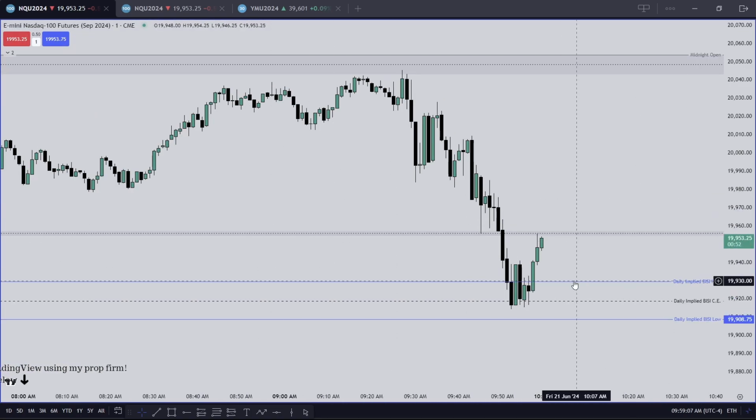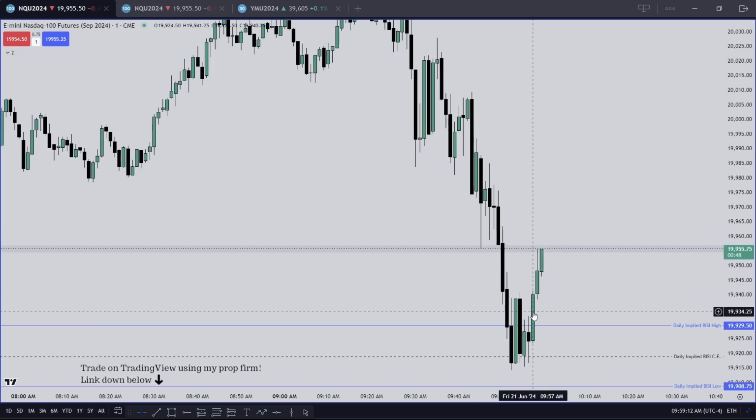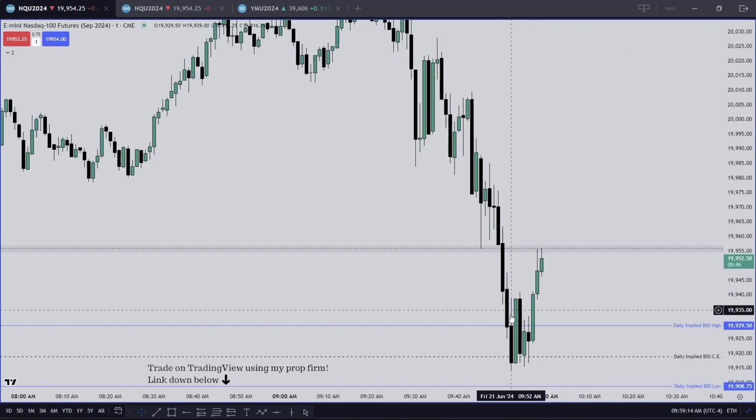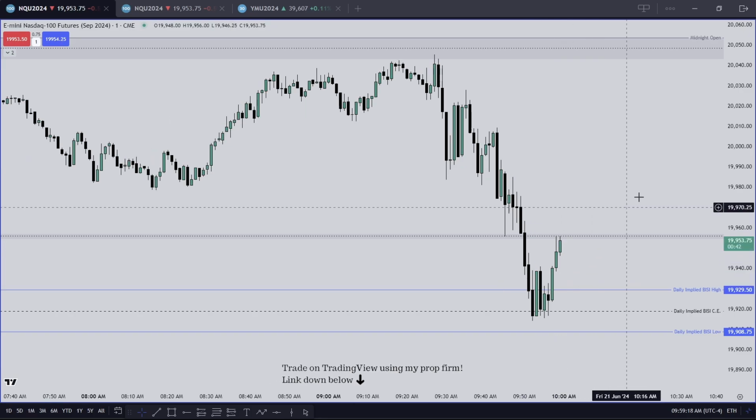I prefer to see this lower half of this fair value gap stay open. Preferably, I want to see this entire fair value gap stay open. Treat that as a breakaway gap.